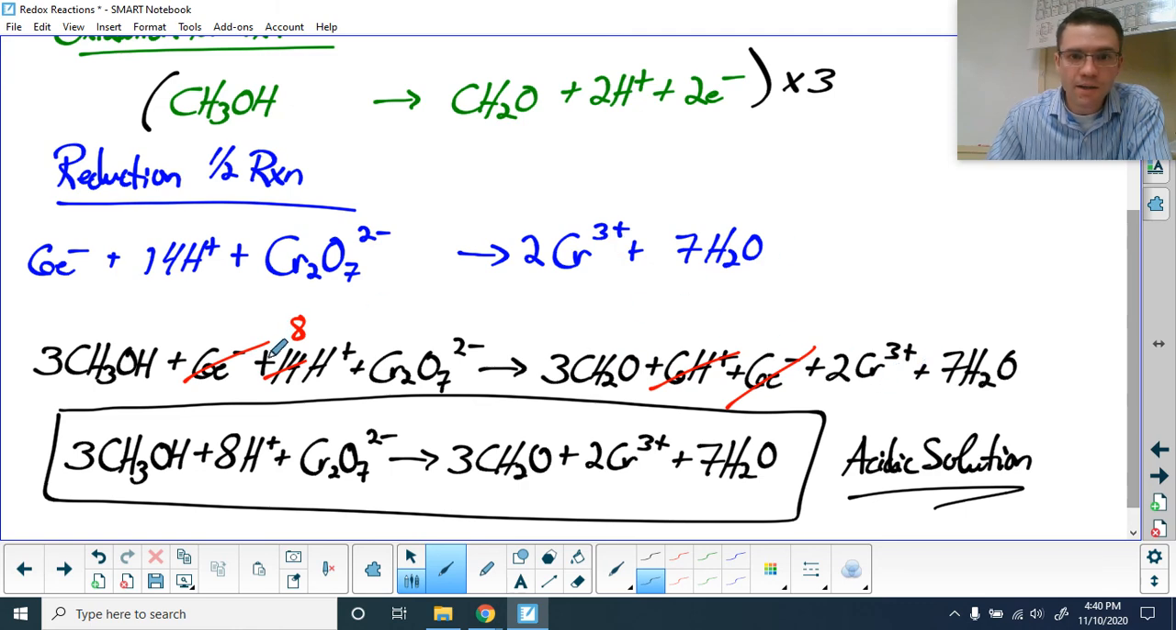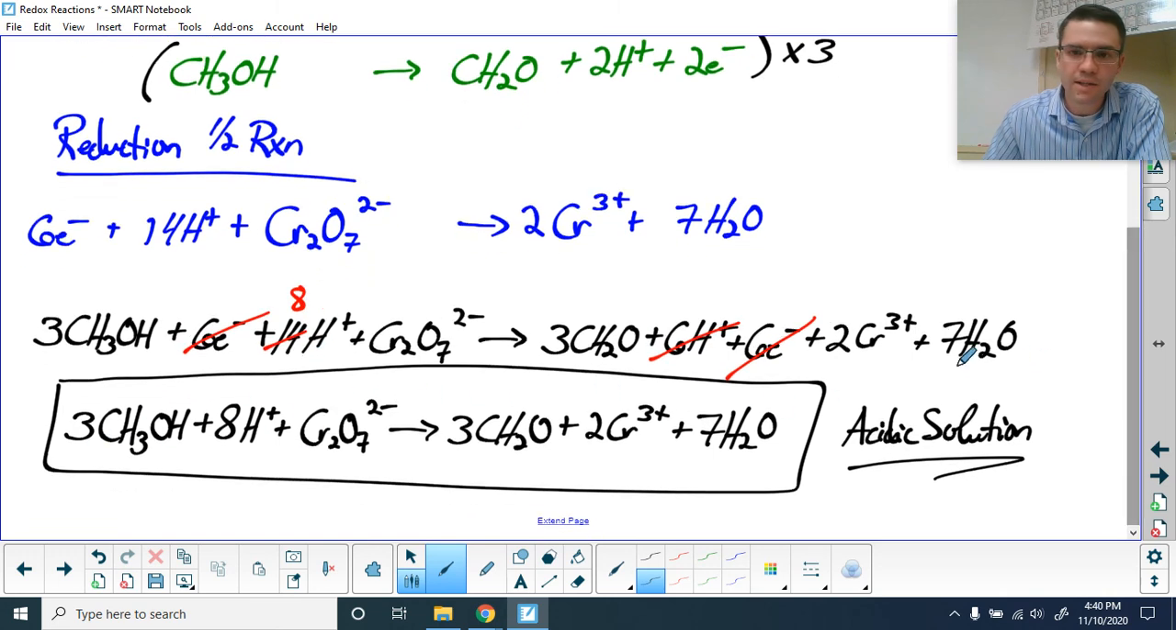And then we're going to balance it, cancel things that are the same on both sides in this reaction. Your electrons must cancel. That's how we know that we did the electron transfer correctly. So the 6 electrons cancel. You have 6 H pluses on this side that can cancel with 6 of your 14 on this side, and you're left with this at the end of your chemical reaction, and that's balanced in acidic solution.